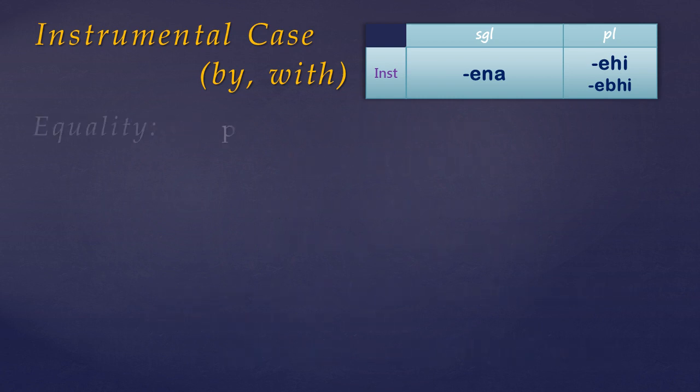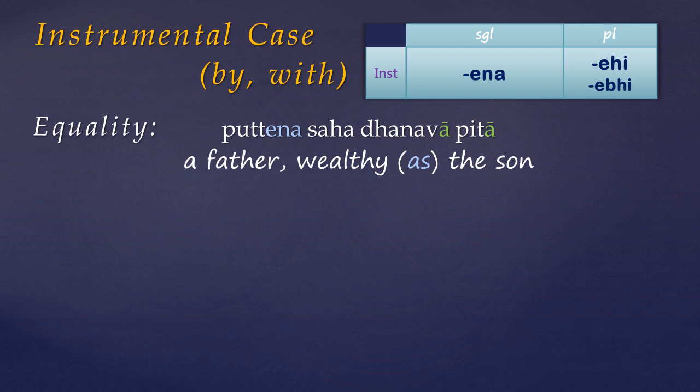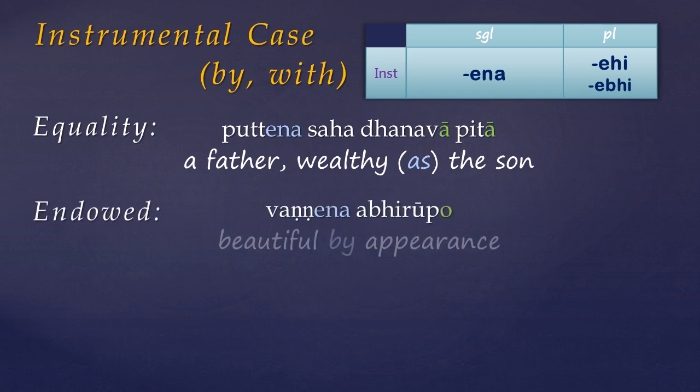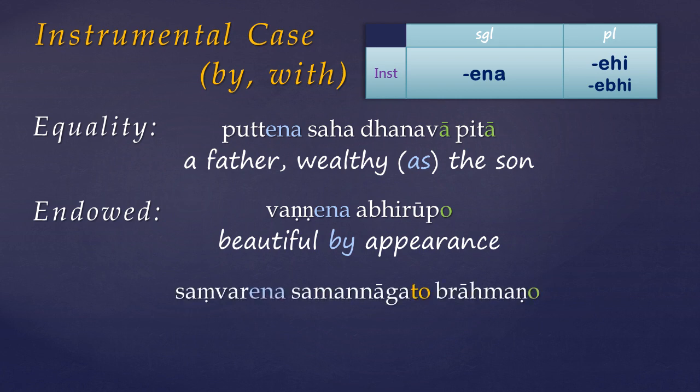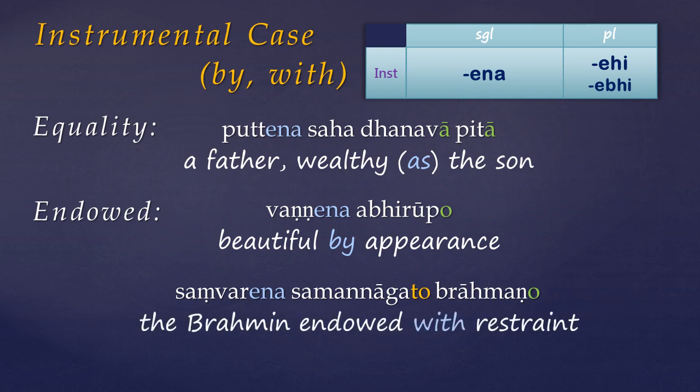But saha sometimes expresses equality, as in this example, which is literally a father wealthy as his son. In fact, the instrumental noun alone can also sometimes express just equality. And similarly, the instrumental noun can mean possessing a characteristic. And when accompanied by the past participle samannāgata, the instrumental case takes on the meaning of endowment.